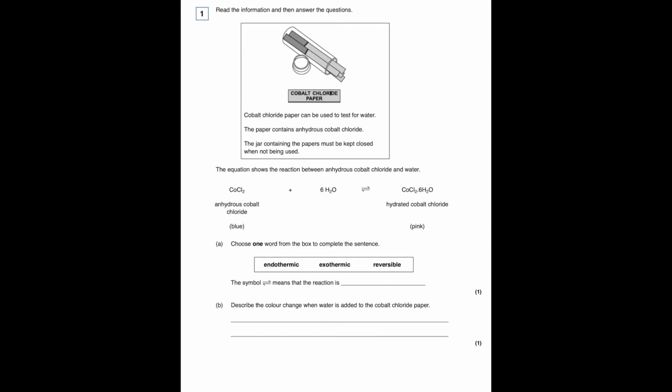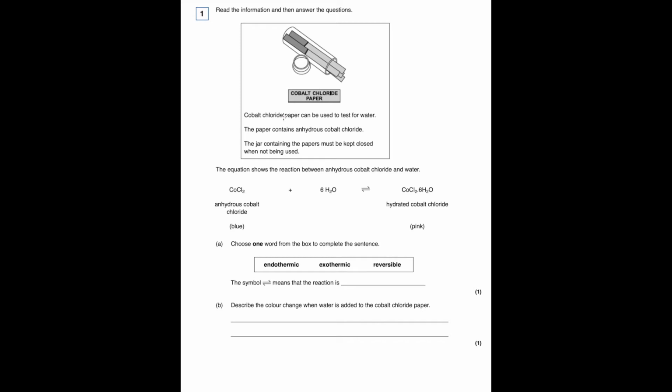In this video we're going to be going through the reversible reactions exam questions. So in this first question we are looking at cobalt chloride paper. Now we won't have used cobalt chloride paper before, we may not have even heard of cobalt chloride, but we have all the information that we need in this question.